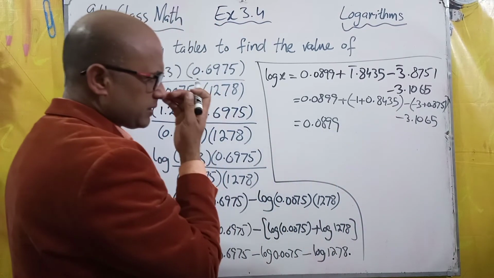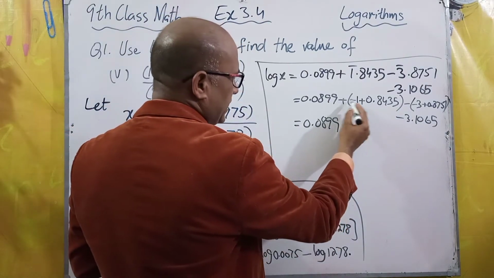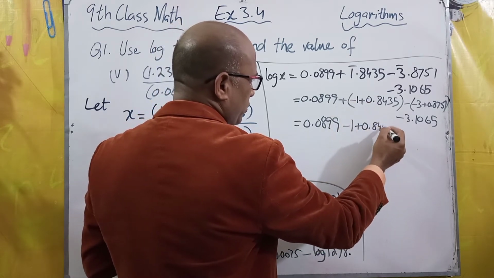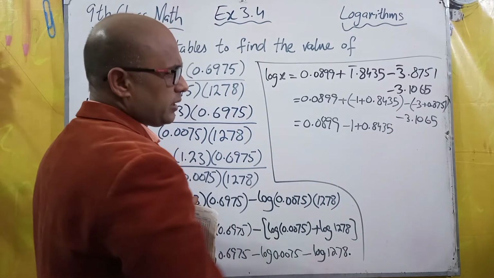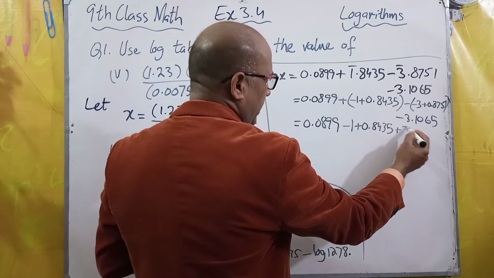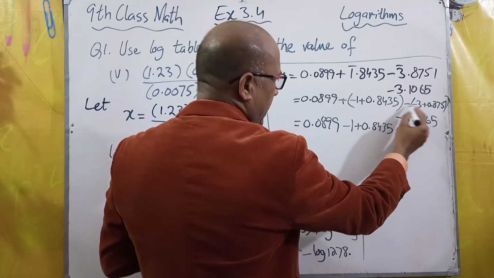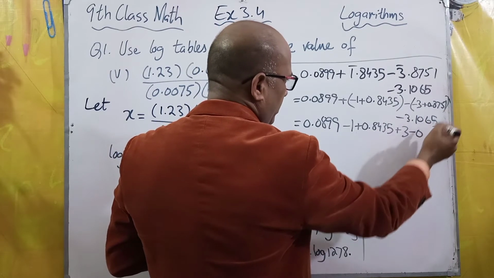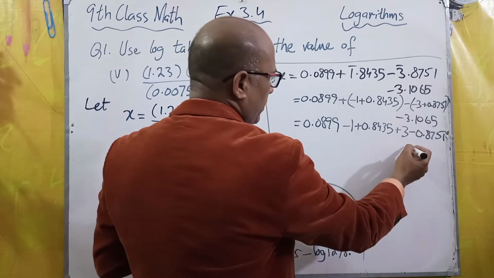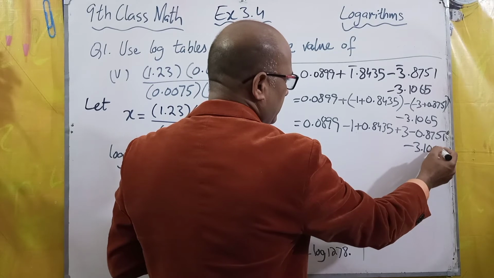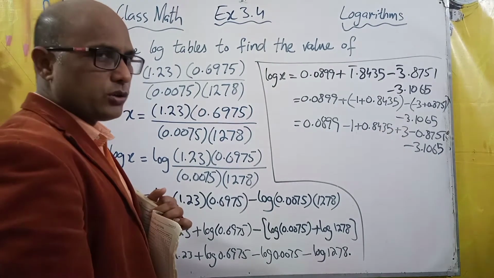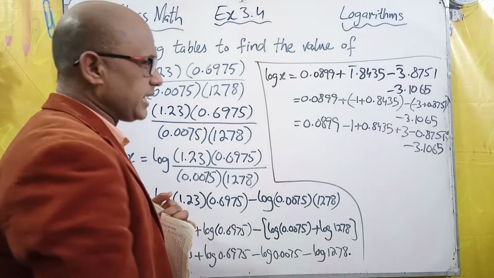Now we'll write it once again, and check. Now we have to open the brackets. It will become plus, minus 1 plus 0.8435. We'll open this bracket as well, minus minus plus 3 and minus plus minus. This number will become minus, and this last number will be written the same again. So now students, we can add and subtract them.